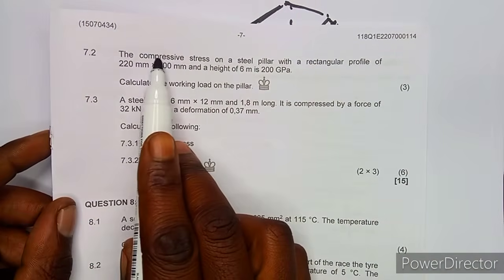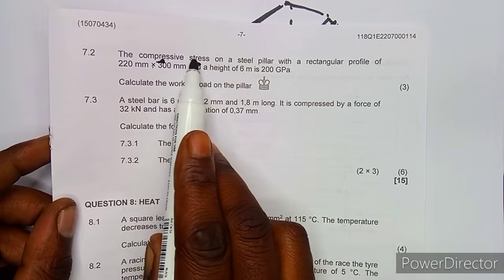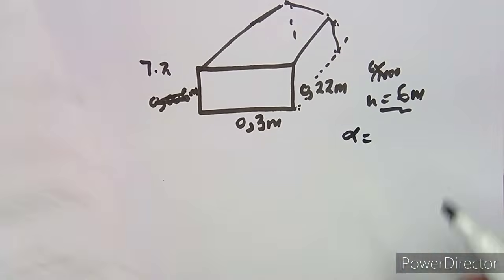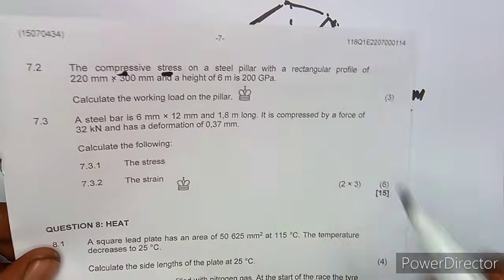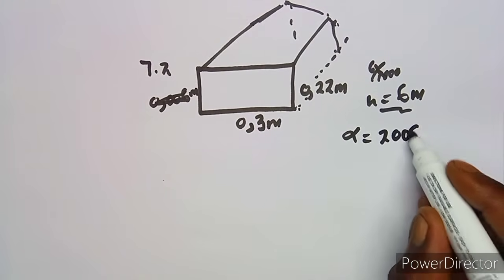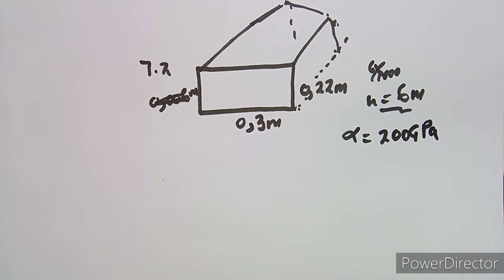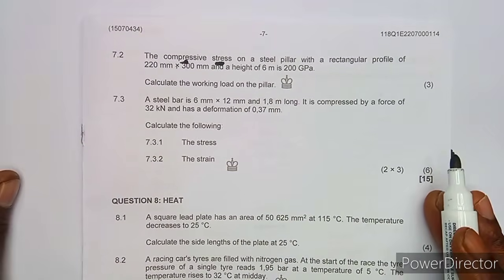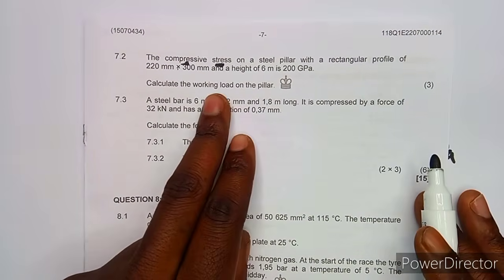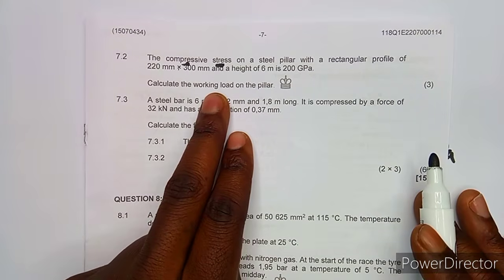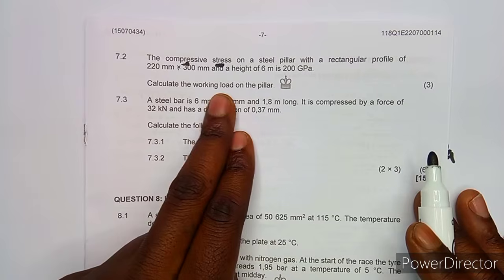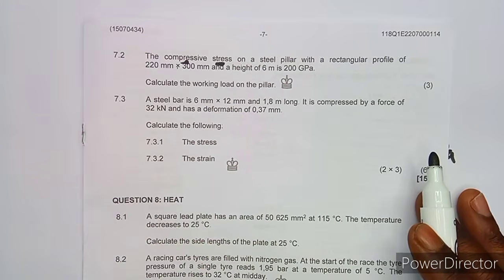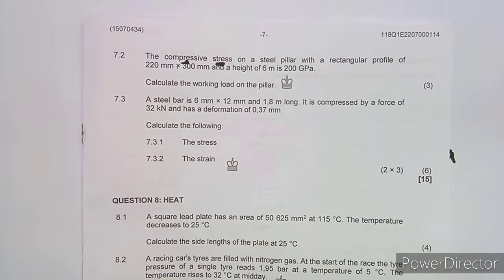Then we are given that this compressive stress, which means we are actually given the stress in this case. So we are given the stress, which is 200 gigapascal. Remember, giga, we said it's going to be times 10 to the power of 9. Okay, then what else are we given here? Calculate the working load on the force. So the working load, this one is actually the force. We are talking about the force in this case. Okay, so where are we going to obtain this working load, which is the force? Where are we going to obtain this value?